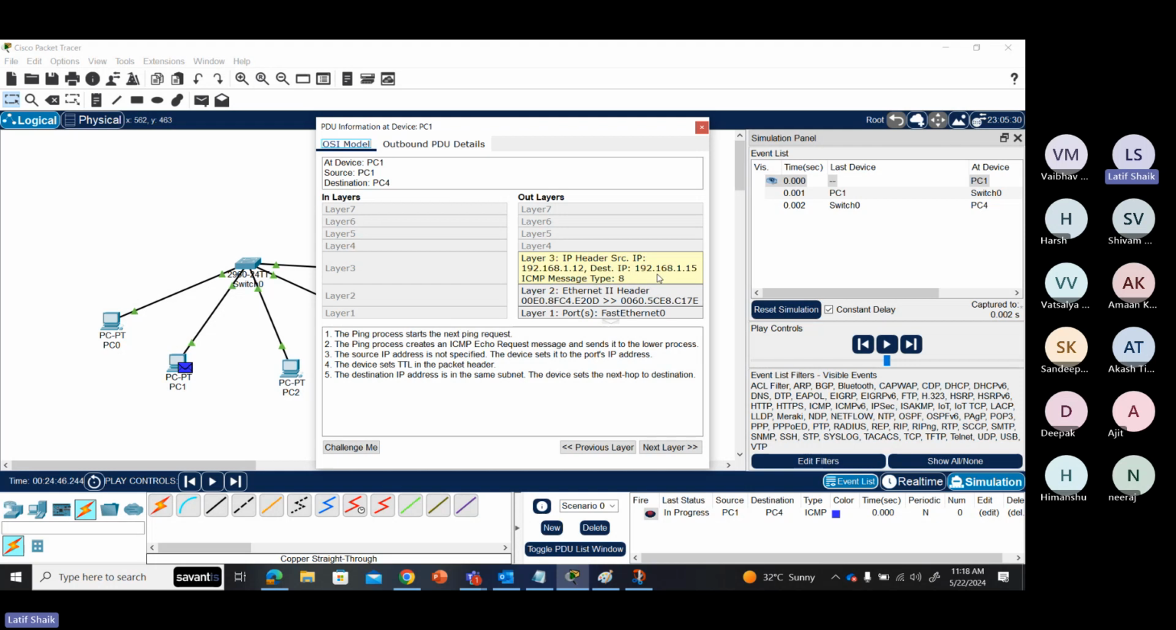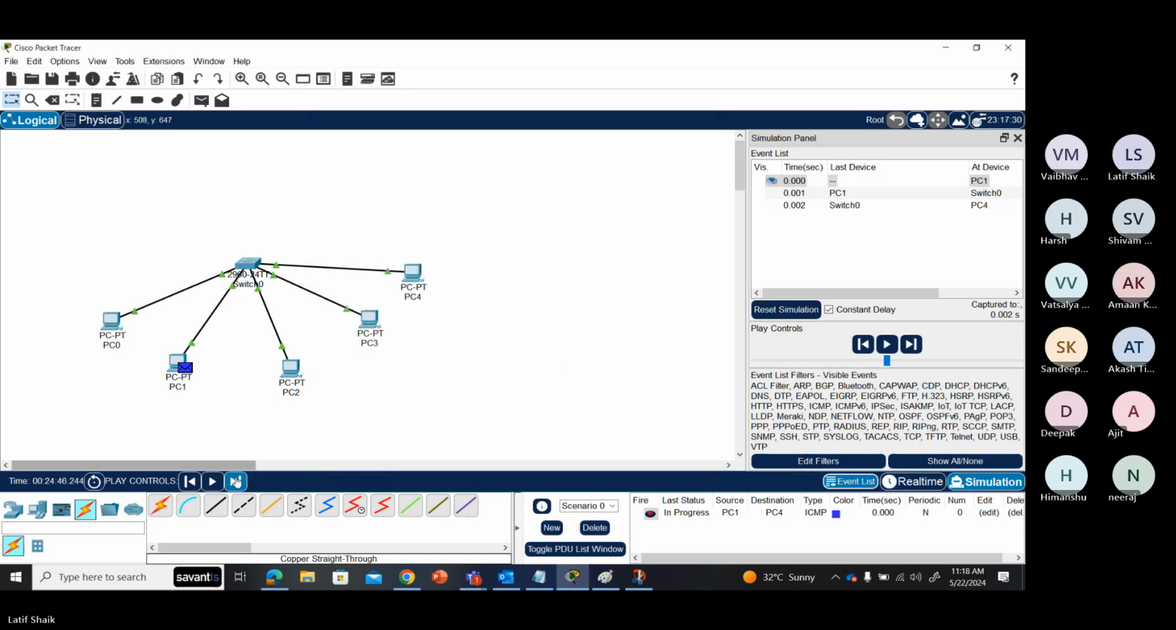Source IP, destination IP 12. It is started. Destination is 15. What is the source MAC address? This destination MAC address, first time we have seen. Before that, the destination MAC address was all Fs only. But now it is showing a destination MAC address. What happened? Why is it showing a destination MAC address?